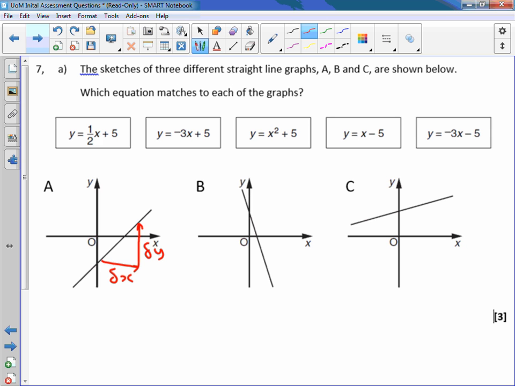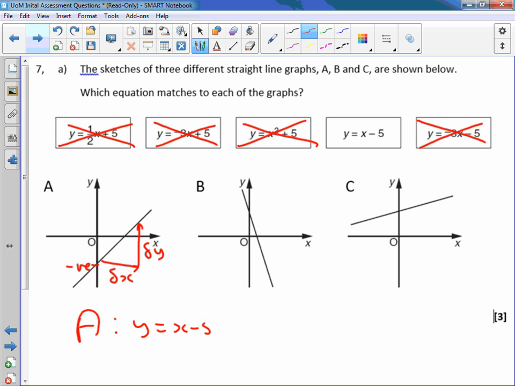So straight away, that means I can rule out this one, and I can rule out this one. So we've got negative gradients. The gradient's -3, and then you can see that we have a negative y-intercept, so that rules that out because it will y-intercept to 5, and it rules that out because it will y-intercept to 5, which leaves me with A is y equals x minus 5.